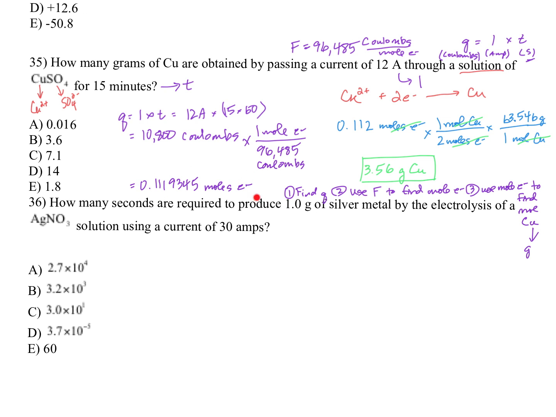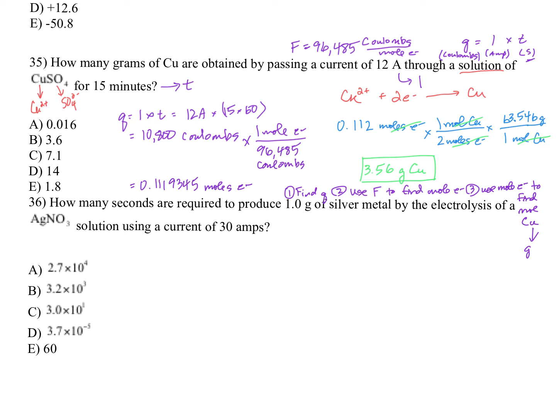We used this number to do some stoichiometry, and we used the relationship between moles of electrons and moles of copper, which is what we were asked about, and then we converted those moles of copper into grams. So find Q, use F to find moles of electrons, use moles of electrons to find moles of copper, and then if the problem asks you to convert it to grams, then convert it to grams.